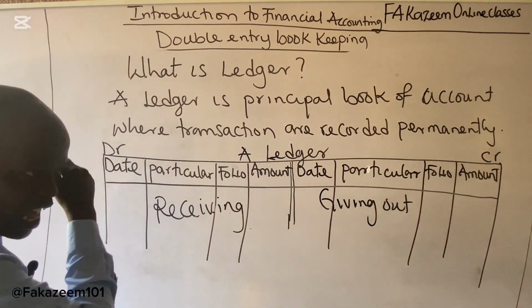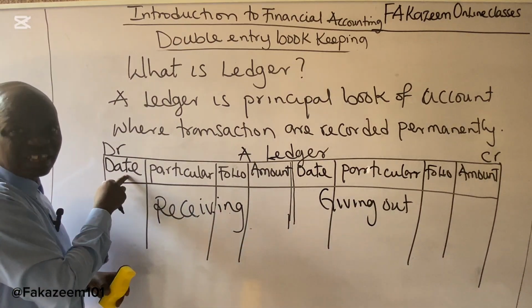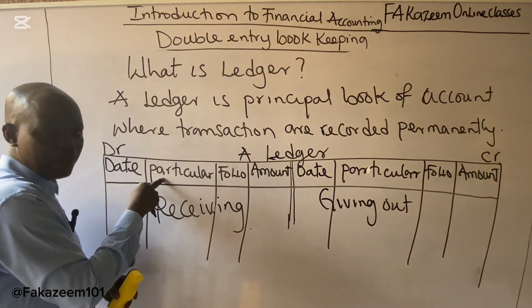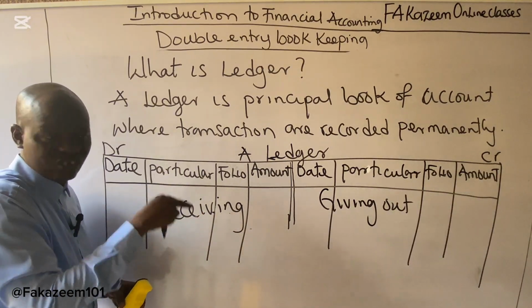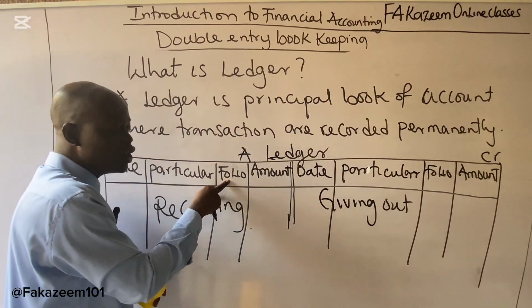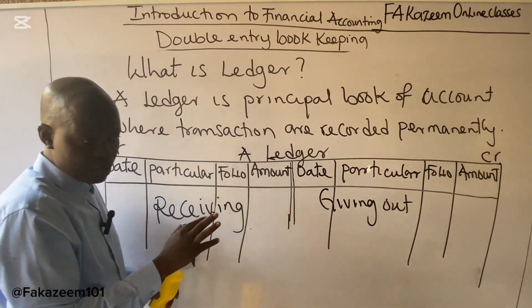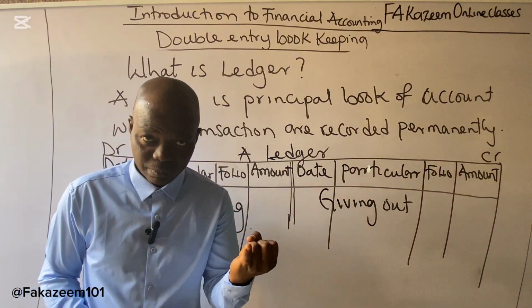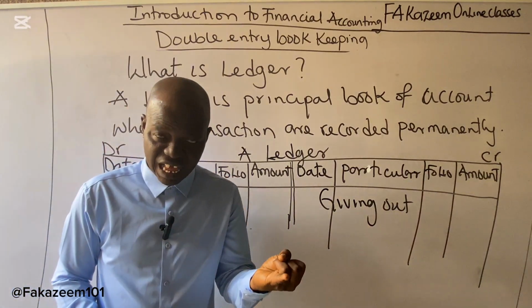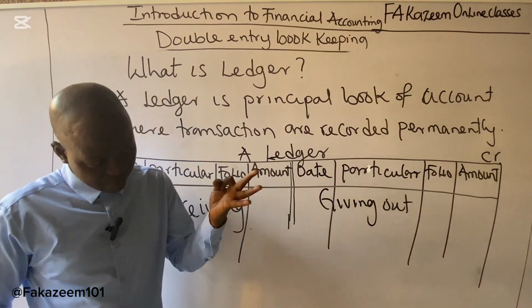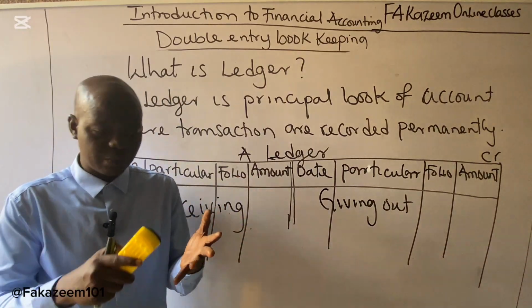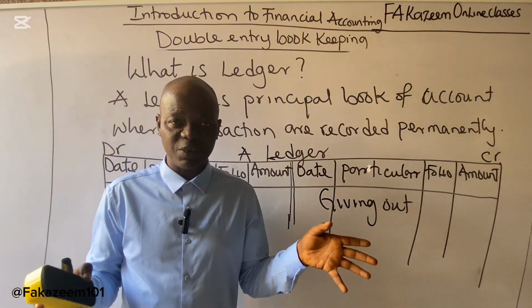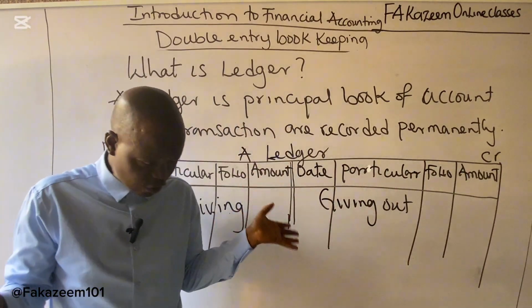Now, each of the columns has meaning. Date stands for the date the transaction started. Particulars means what really happened in that transaction. Folio is for reference number. For example, you can have customers who bear the same surname, the same middle name, and the same last name. If we have two customers who bear the same names, the one we use to differentiate between the two customers is the source document.